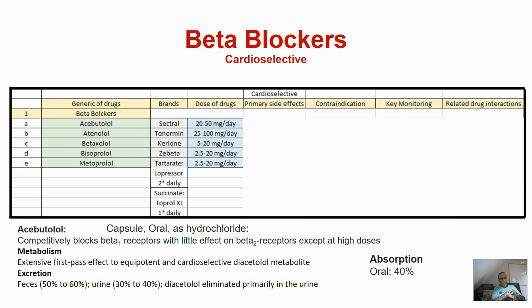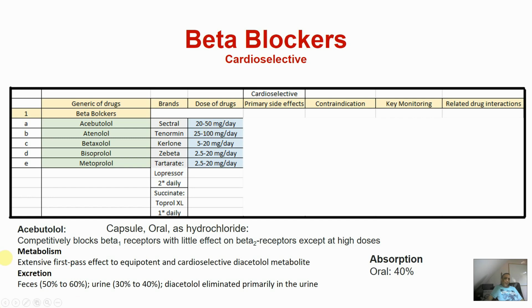The first medicine is Acebutolol. The dose of the drug is between 20 and 50 milligrams per day. We can find it in capsule oral form, and it has a hydrochloride form. It competitively blocks the beta 1 receptor with little effect on the beta 2 receptor, except at higher doses. As I mentioned, at higher doses, cardioselective drugs also affect the beta 2 receptor. The normal dose is between 20 to 50 milligrams per day.